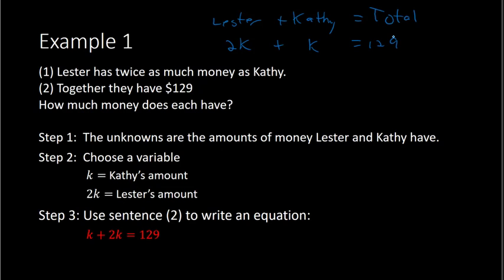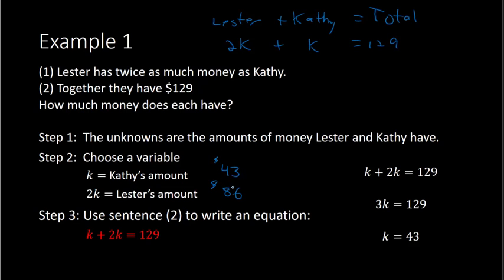And then from here we can solve that equation. K plus 2K would give me 3K. And then to get rid of the 3, I divide both sides by 3. That would give me 129 over 3 on the right side. And that would give me 43. So K is 43, which means that Kathy has $43, and then Lester has 2 times that, which would be $86.